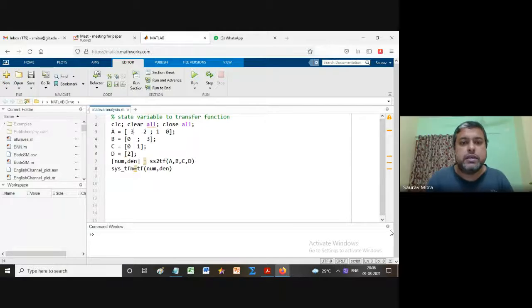Okay, so I'm starting right away. There are five codes. What we are supposed to do, I will tell you. This is the first code, and what is this code doing?